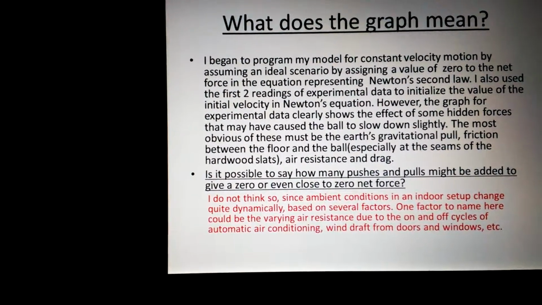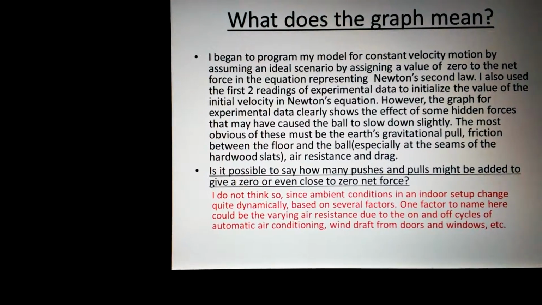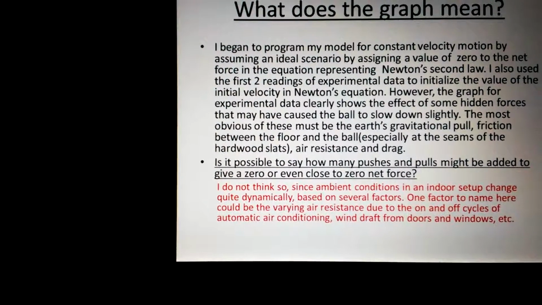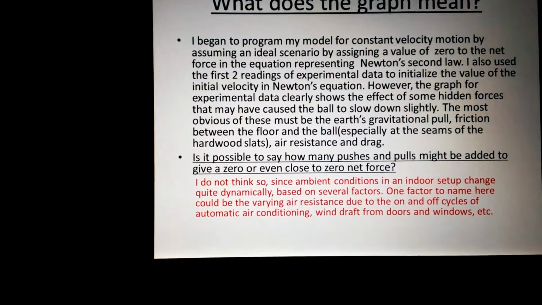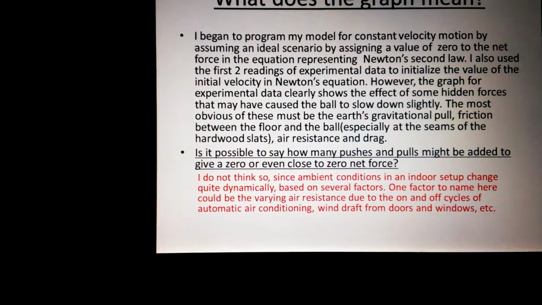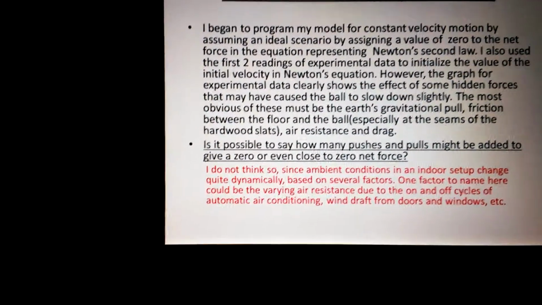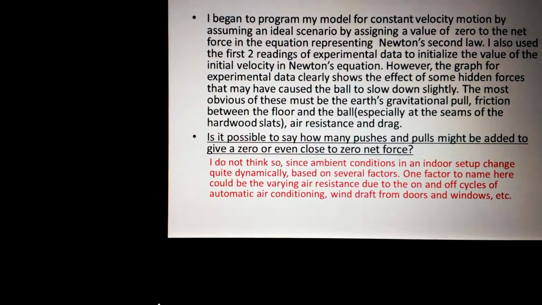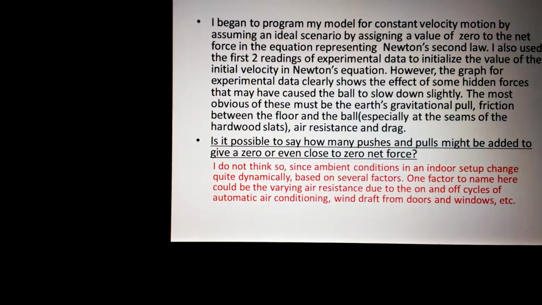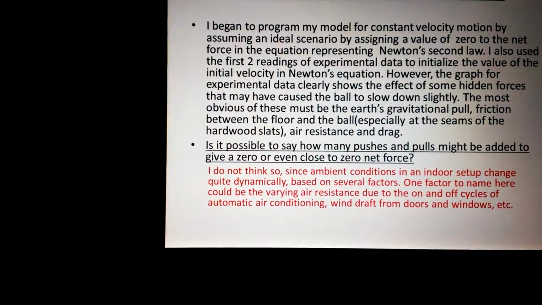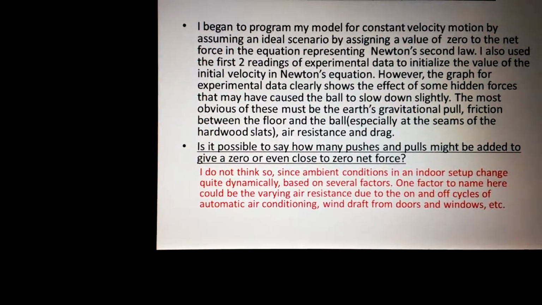The most obvious of these must be the Earth's gravitational pull, friction between the floor and the ball, air resistance, and drag. Is it possible to say how many pushes and pulls might be added to give a zero or close to zero net force? I don't think so, since ambient conditions such as air conditioning and other factors might create varying amounts of air resistance in the indoor space.